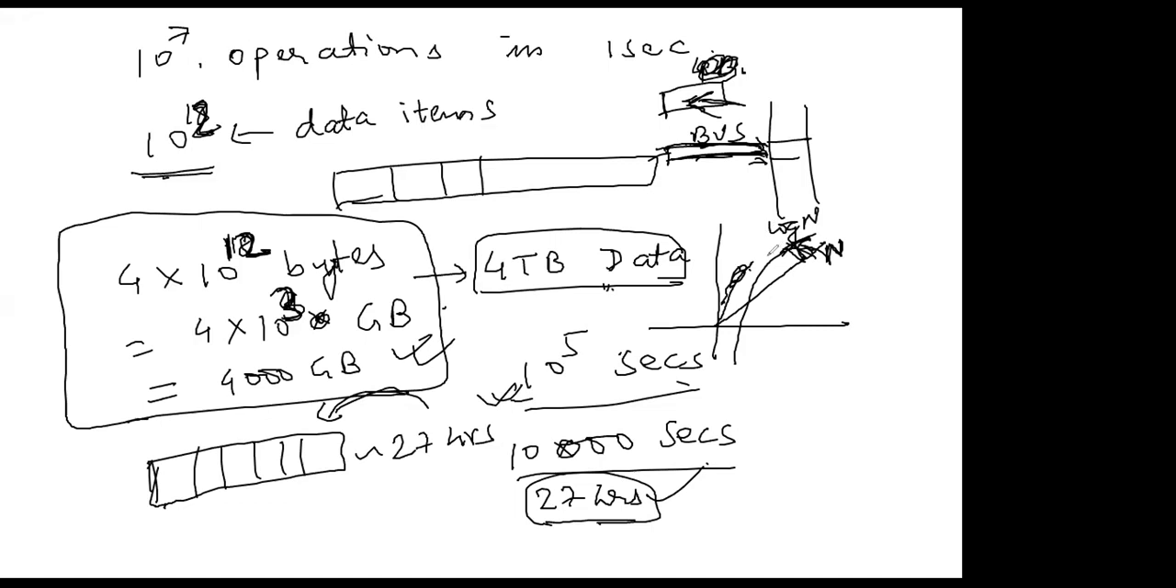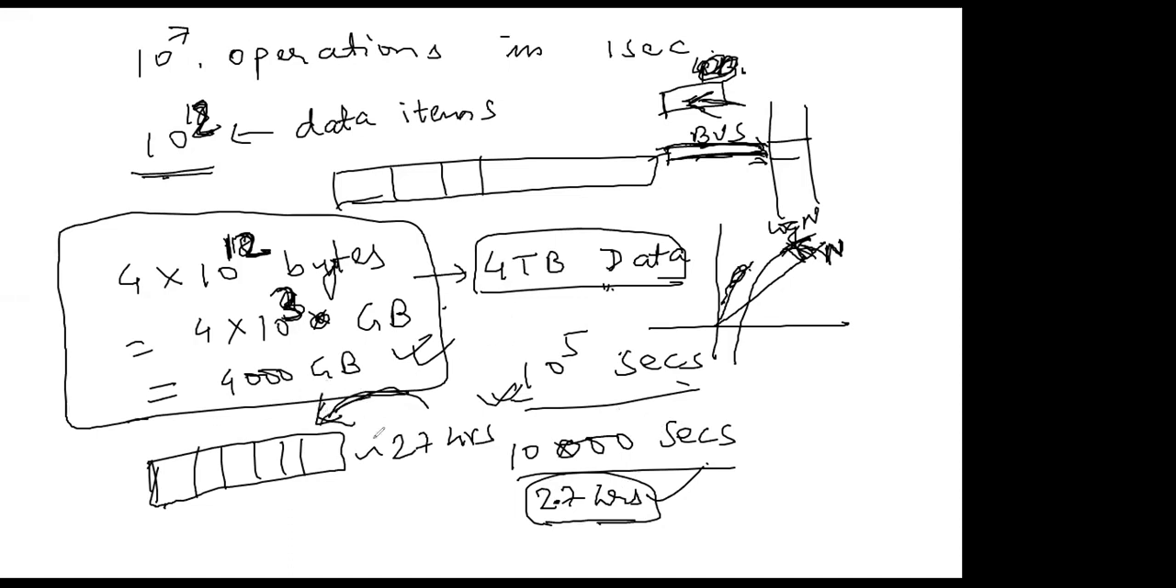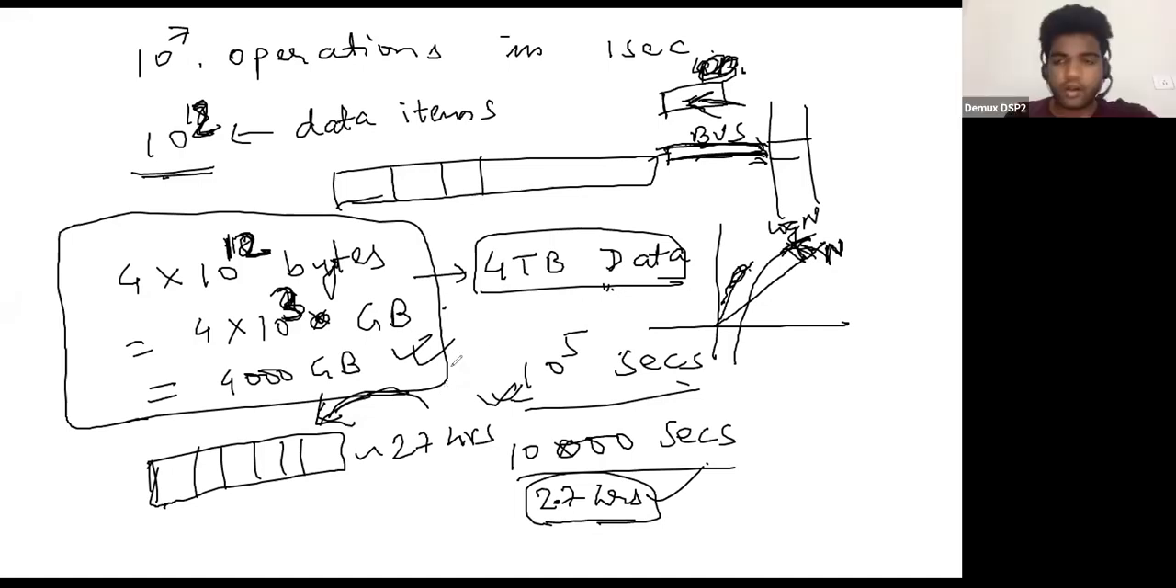Sir, 10,000 seconds is 2.7 hours. Yes, okay, 2.7 hours, sir. It's still a big number, right? Because you have a lot of insertions that keep coming in. Okay? And you have to delete also.